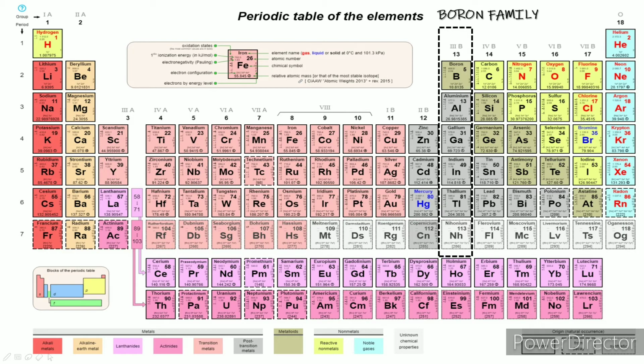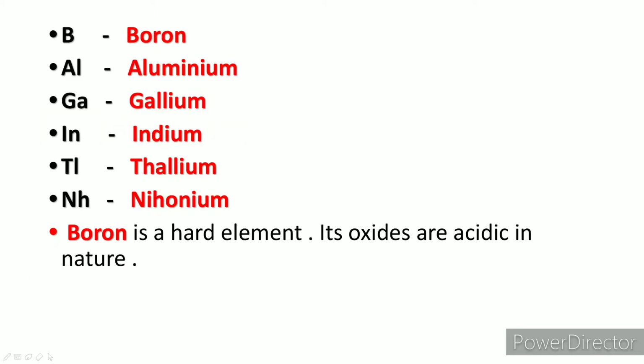13th group, that is the boron family. Boron is a very hard element. Its oxides are acidic in nature. The elements in this group are boron, aluminium, gallium, indium, thallium and the newly discovered element nihonium.